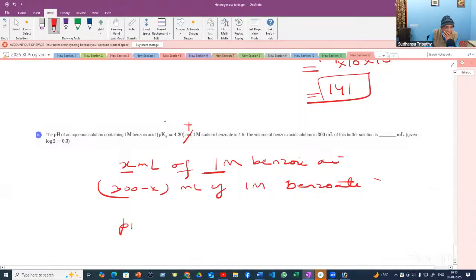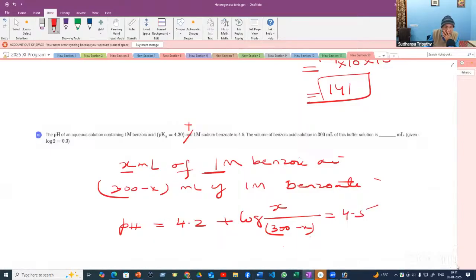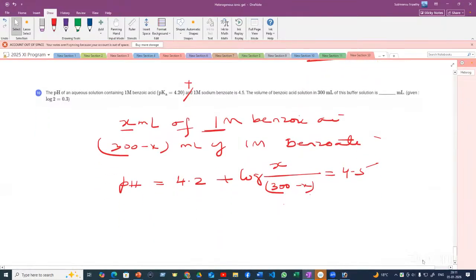So pH will be equal to 4.2 plus log, because it is a ratio, so moles by moles will also do, x divided by 300 minus x into 1. So this is given to be 4.5. You got it? Yes, sir. So you have to solve this.